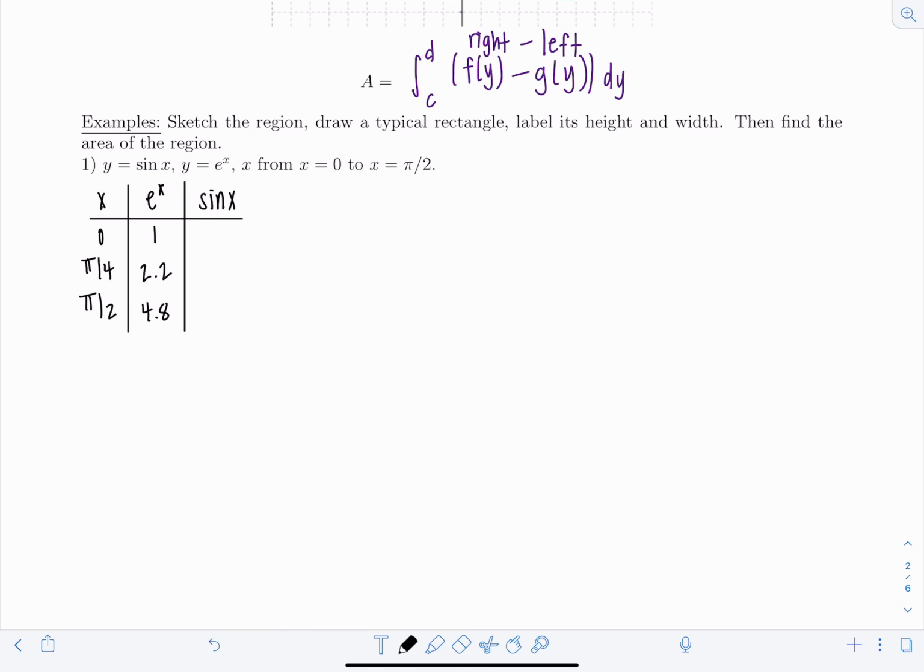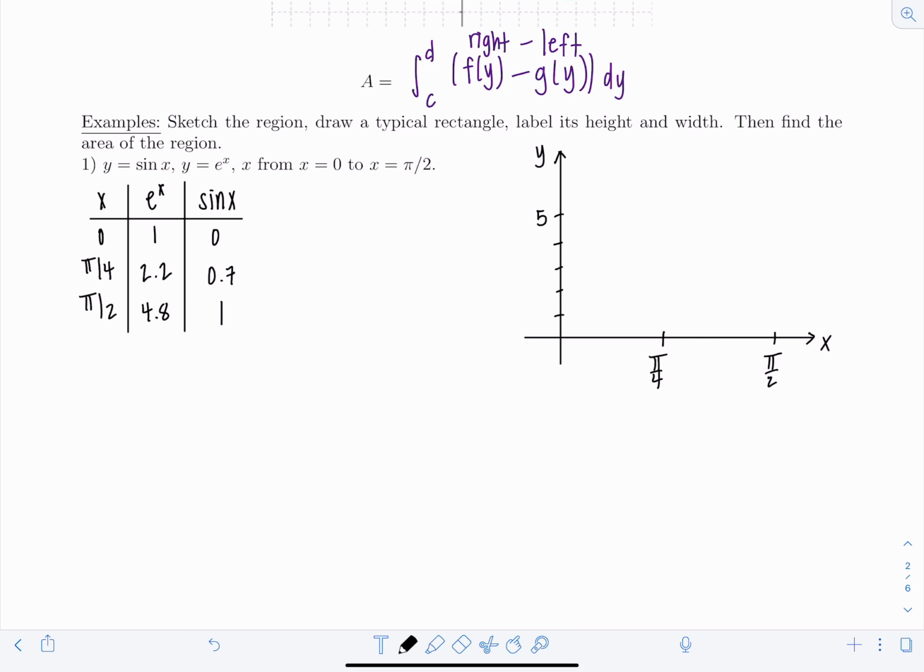And then sine here, you should know what it is. So sine of 0 is 0. Sine of pi over 4 is root 2 over 2, so that's 0.7 approximately. And sine of pi over 2 is 1. Okay, so I don't need to label my y-axis any more than maybe 5, since e to the pi halves is 4.8. And the x-axis, I'm only going to label up to pi halves. So here's our y-axis, here's our x-axis, 1, 2, 3, 4, 5. And then I'm only going to label up to pi halves, say that's here, and so this would be pi over 4.